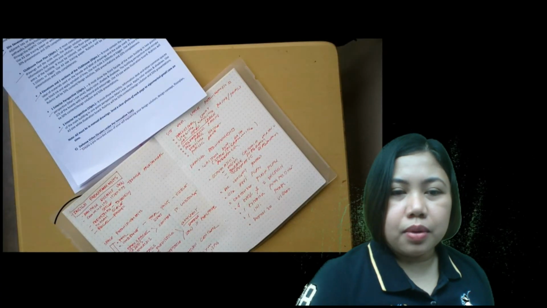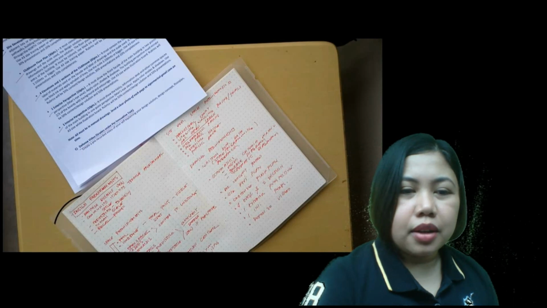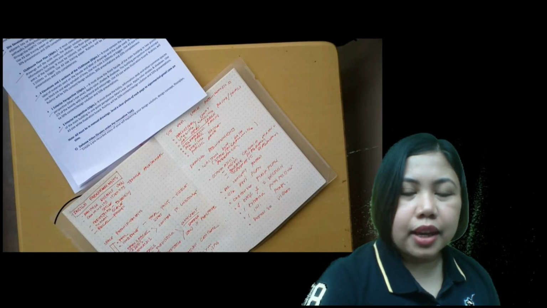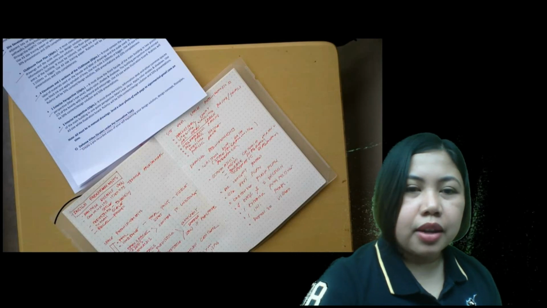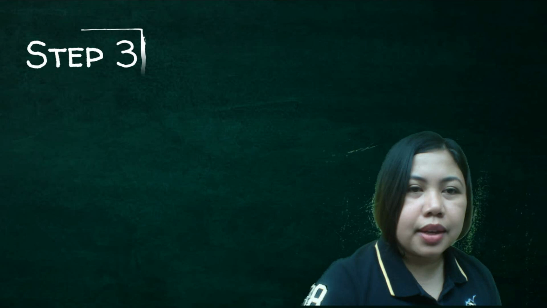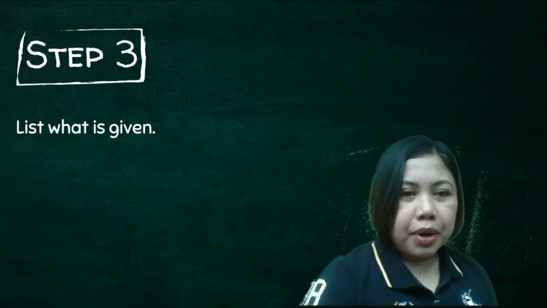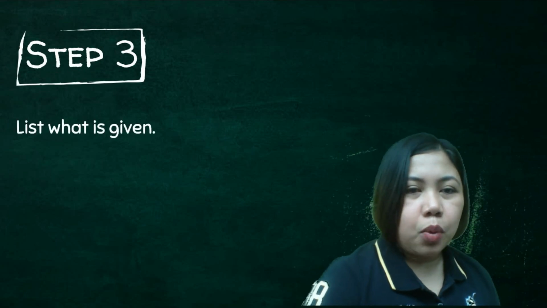Okay, so that's my demonstration. So you have to write it down. In that way, you'd be able to organize your thoughts and organize the clues to where they should be seen. Okay, going to the next step, step number 3 is to list what is given.